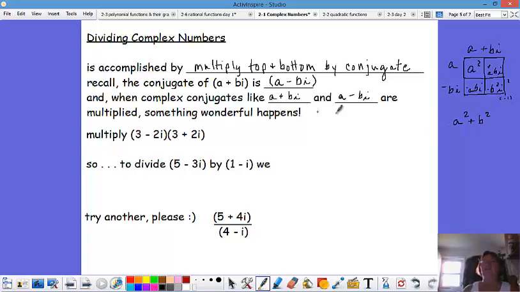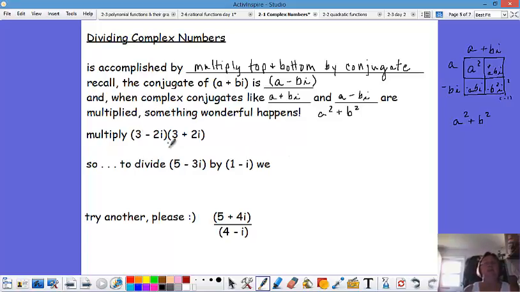So whenever we multiply complex conjugates, we're going to end up with the first term squared plus the square of the b coefficient. Okay? A squared plus b squared. That's always going to happen. And that is pretty cool.